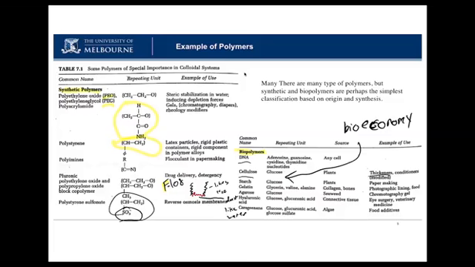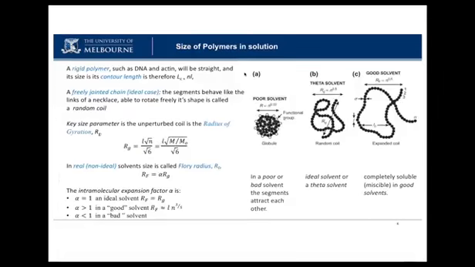Cellulose is used as a thickener, whereas gelatin is used as a gelling agent. Agarose is also used as a gelling agent. We'll get to what the difference of those are towards the end of the lecture. So those are general polymers.